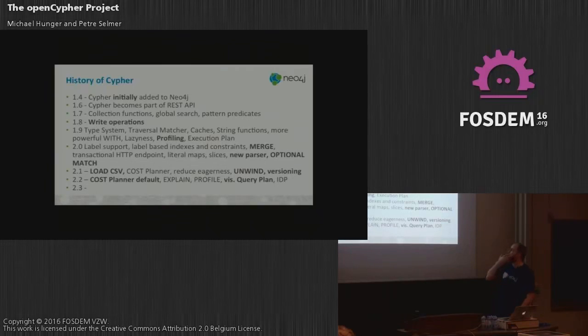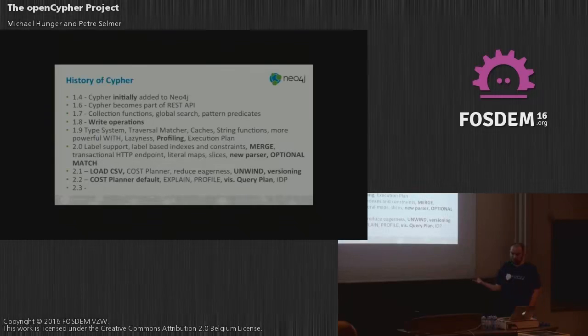Then in 1.9 we added profiling, execution plan visualizations, and also made sure that we are always lazy as much as possible. So Cypher is only pulling stuff from the graph while it's returning data, and the only things that cause it to be non-lazy are ordering and aggregation. But otherwise, it's only lazy.